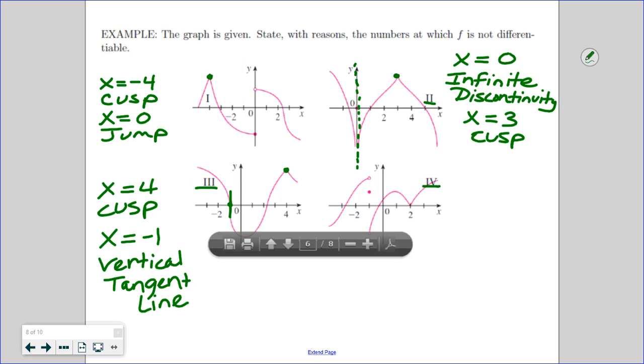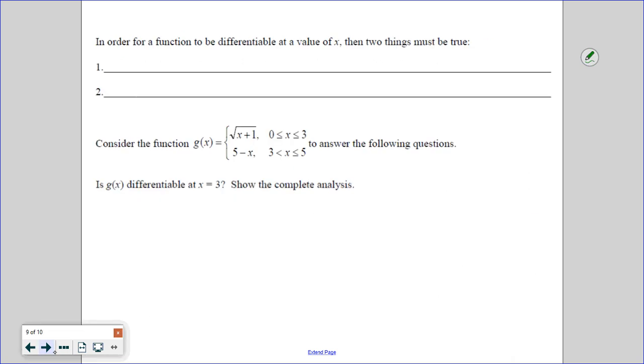As we're scanning through this graph, we definitely have a jump discontinuity at x equals -1. And then we definitely have a sharp corner or cusp at x equals 2. So this function is not differentiable at either value. Now we're going to get into some more algebraic type problems.